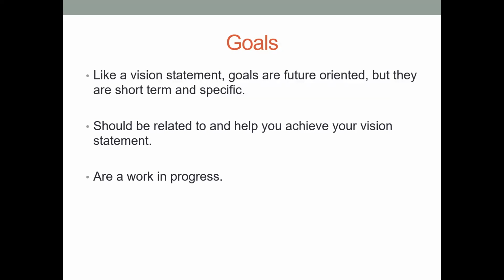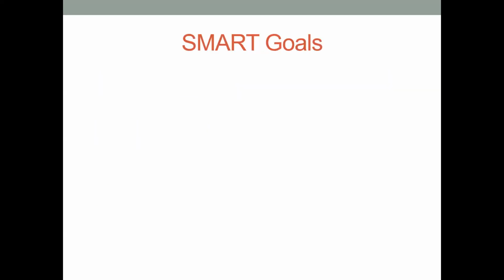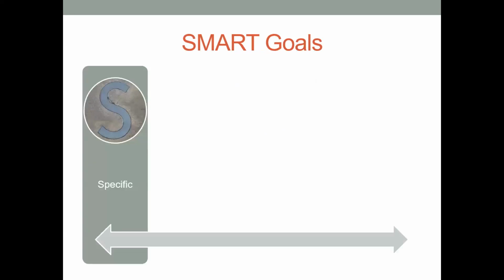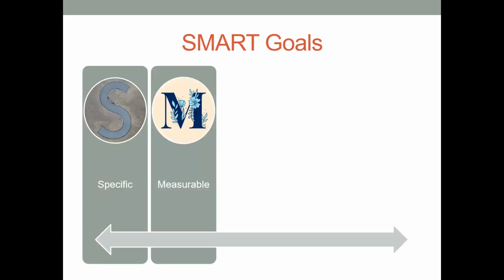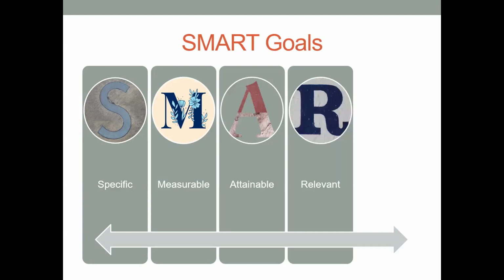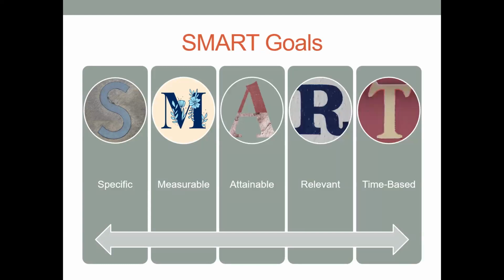For this video cast, we are going to focus on your academic goals. Now we are going to see how to write effective goals. Effective goals are SMART goals. SMART is a mnemonic, and it will help you to write your goals. SMART stands for specific, measurable, attainable, relevant, and time-based. In order for goals to work for you, they should be done the SMART way.